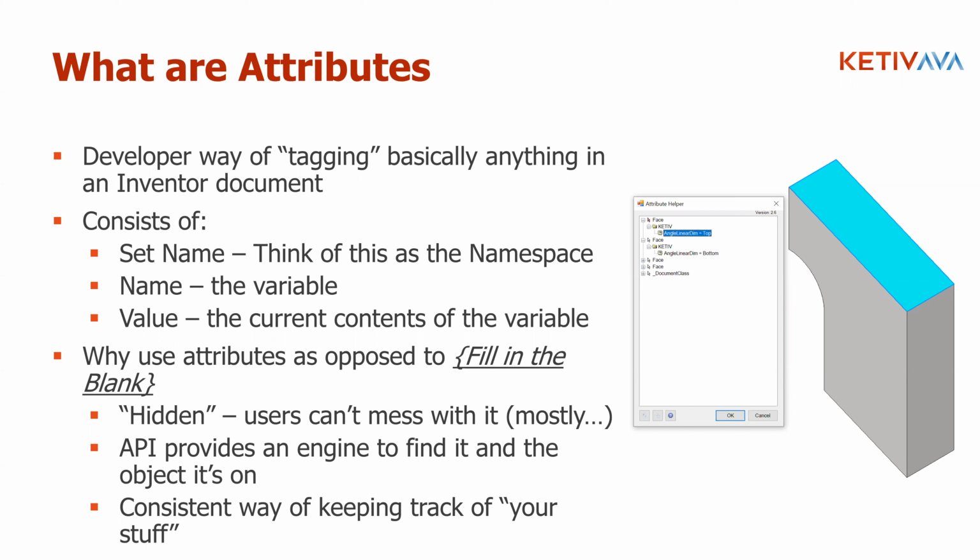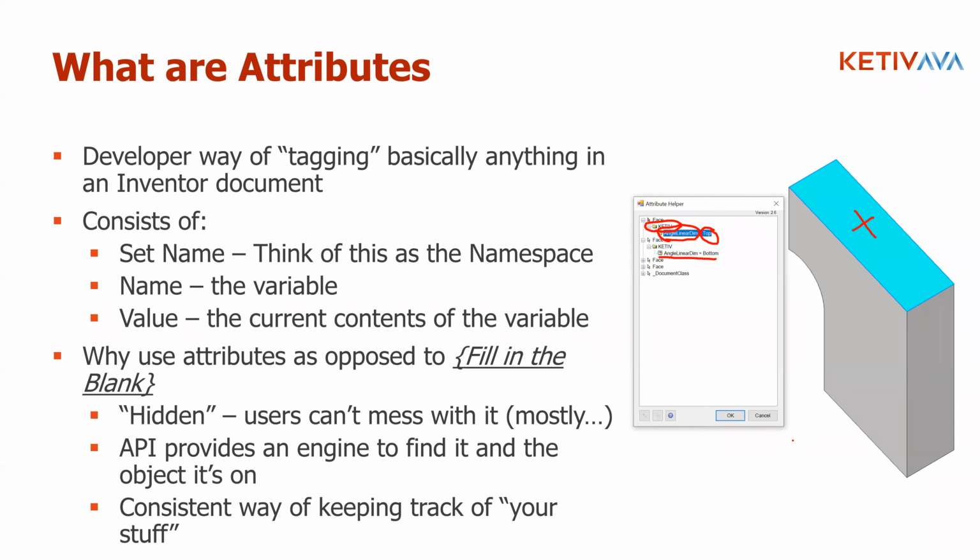Makes sense? So in this example on the right, and I'll show you some more of that, if I wanted to attribute this face, my set name is KETIV. For everything that KETIV does, we usually use our own name to set apart our attributes from everyone else's. This one has a variable name of angle linear dim, and I'll talk about that more in a few minutes when we get to our example, and its value is top, okay?